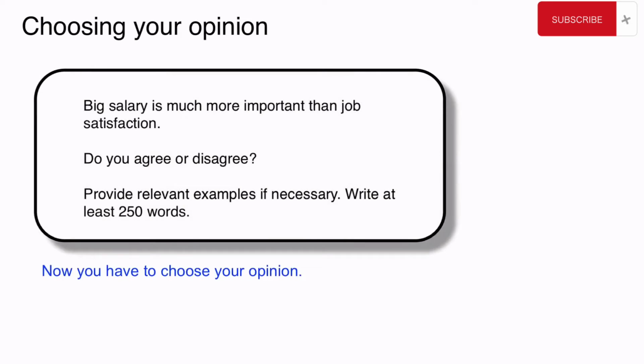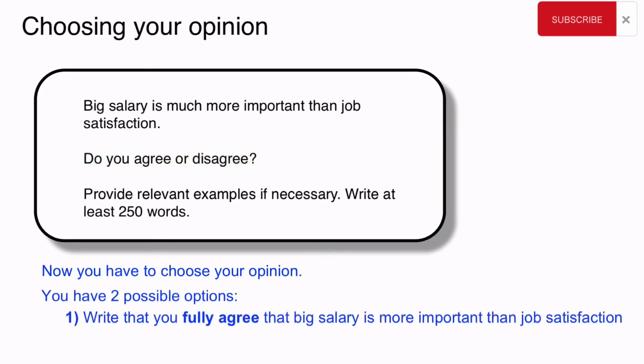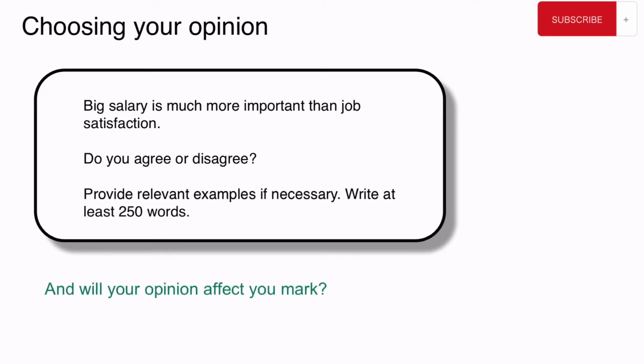Now you have to choose your opinion. Do you agree or disagree with the statement? You have two possible options. First, you can write that you fully agree that big salary is more important than job satisfaction. Or secondly, you can write that you completely disagree with that. And will your opinion affect your mark? No. While you don't use fancy language or write some very bad things, your opinion doesn't matter to the examiner.